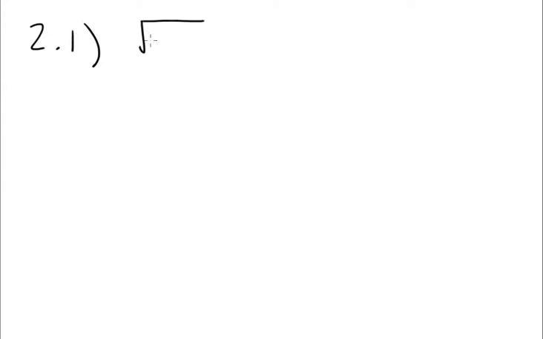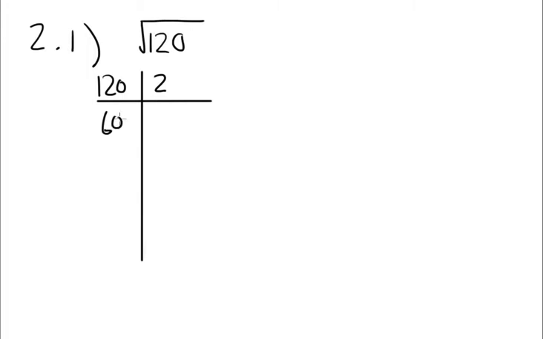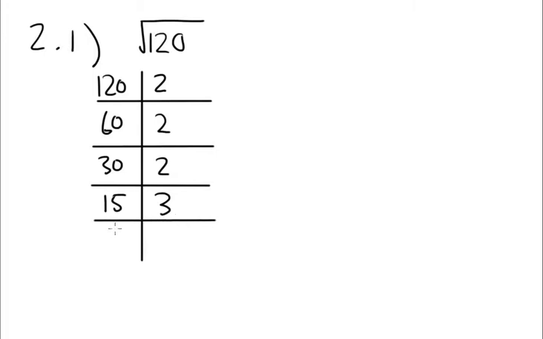So 2.1, we've got the square root of 120. We want to find out what the square root of 120 is using the product of its prime factors. So once again, we're going to use the ladder method. We've got 120 divided by 2 equals 60. 60 divided by 2 equals 30. 30 divided by 2 equals 15. We can't divide by 2 anymore, but we can divide by 3. That gives us 5. 5 divided by 5 equals 1.